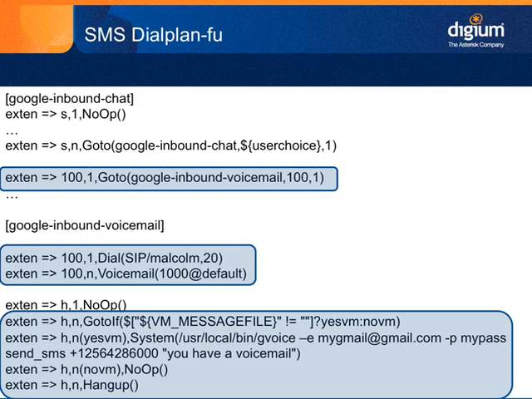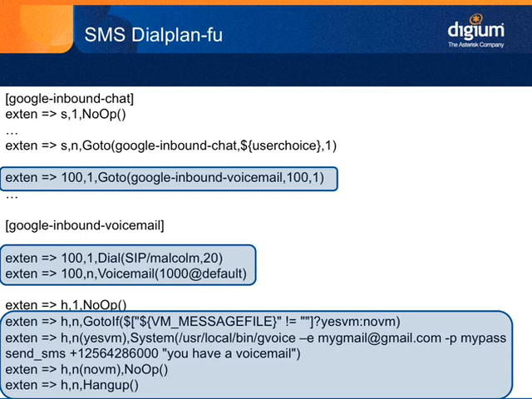If the caller left a voicemail that's less than 5 seconds, Asterisk won't record a voicemail, so the VM message file channel variable will be null. Thus, the dial plan will jump to the noVM label, and that just calls a no-op and then continues on to a hang-up. But if the caller left a voicemail that's 5 seconds or longer, then this channel variable will contain the path to the file, meaning that it's not null. So there's a voicemail and we will proceed to the system command.